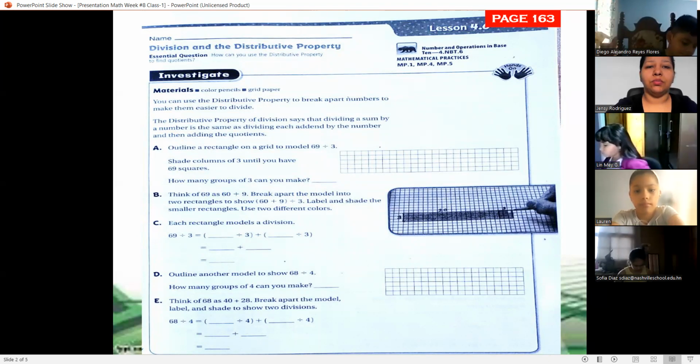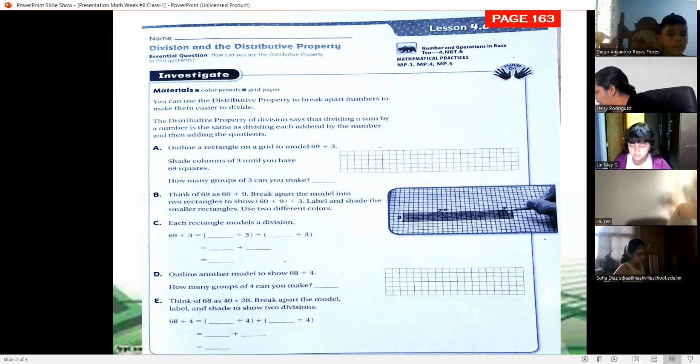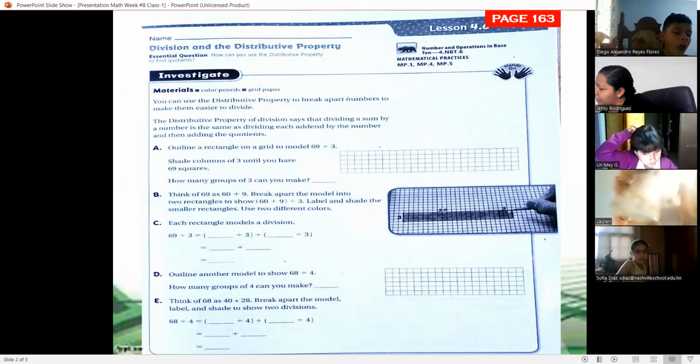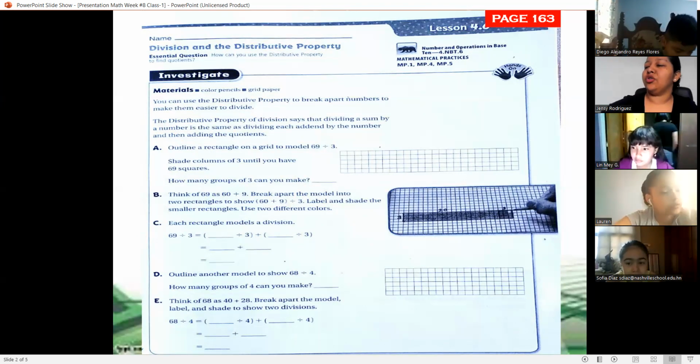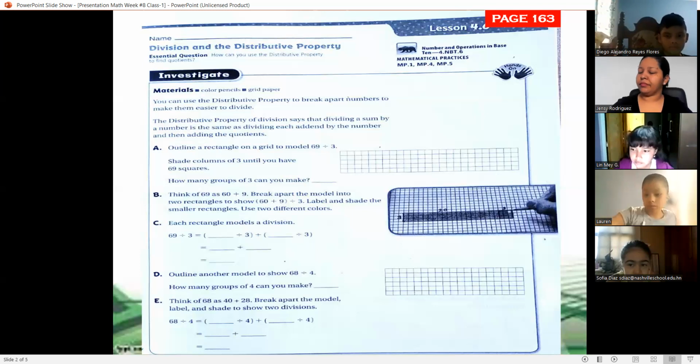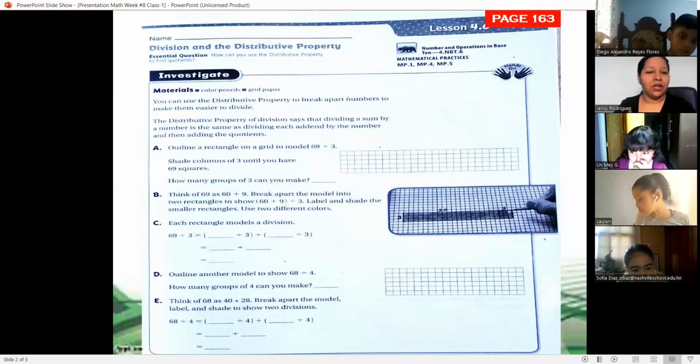So we can use the distributive property to break apart numbers. I don't know if you remember that there was a moment in the second partial that we were learning to break apart numbers. You remember that we used to have like 30, 32, multiplied by this, and we started breaking apart the 20 and the ones. We did something similar with this, but it's going to be with divisions, okay?